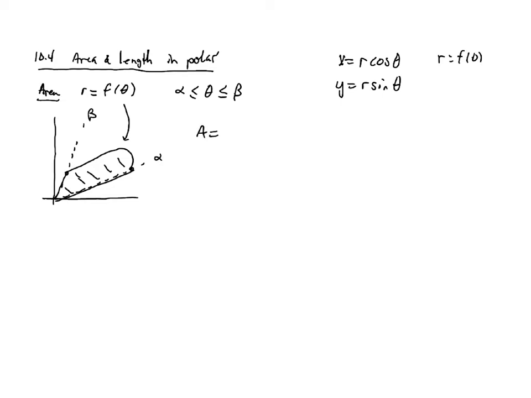And the formula for that area is an easy one. It's the integral from alpha to beta of 1/2 f of theta squared d theta. And since r equals f of theta, we frequently rewrite this as the integral from alpha to beta of 1/2 r squared d theta. Okay? And this formula is easy enough.